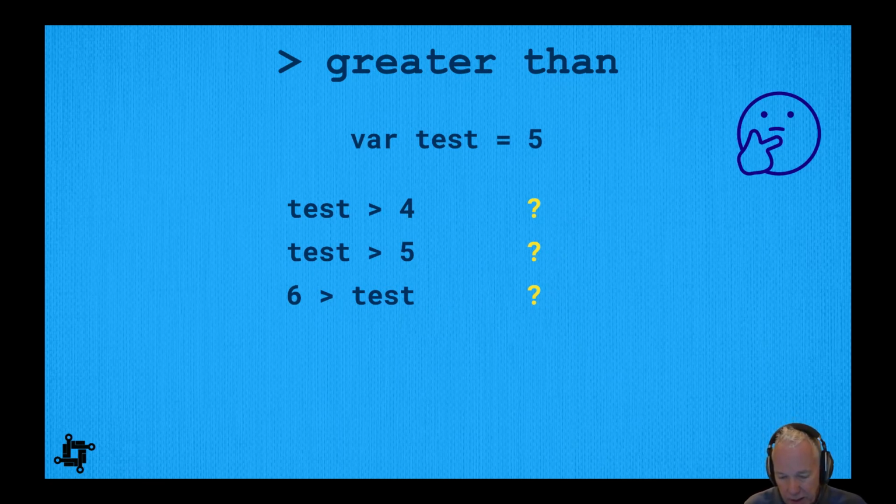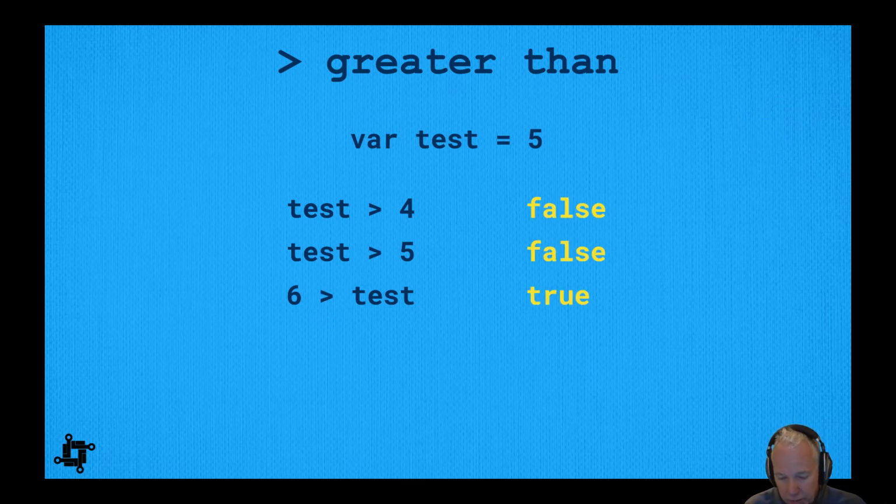Okay, how about greater than? So in greater than, again, we're going to start with this statement at the beginning. And again, I would just open it up. Is test greater than 4? Is test greater than 5? And is 6 greater than test? And so the right answers would be test is true for greater than 4. Test greater than 5. Well, 5 is not greater than 5. So that's key. So that is also false. But 6 is greater than test, right? 6 is greater than 5, and so therefore that's true.